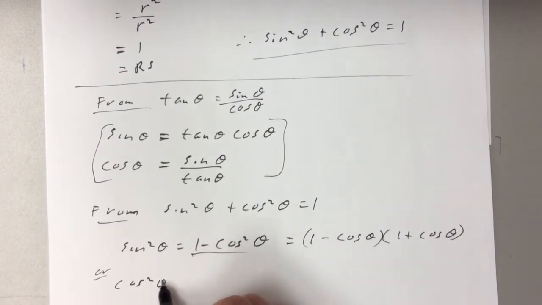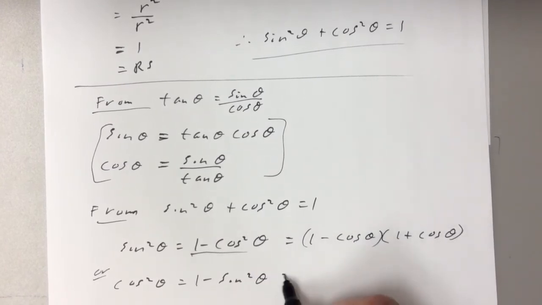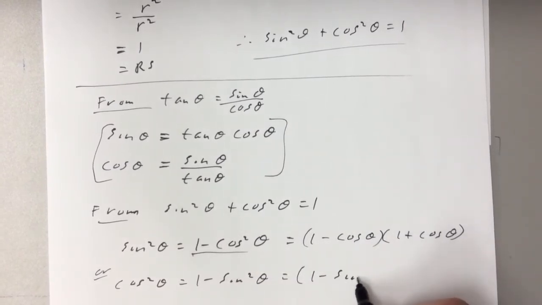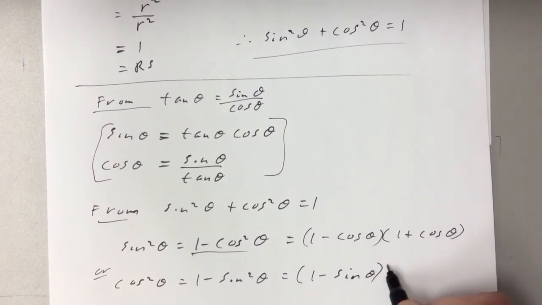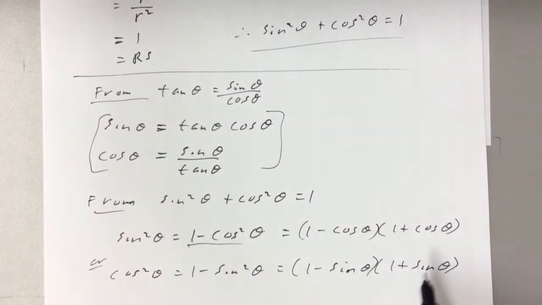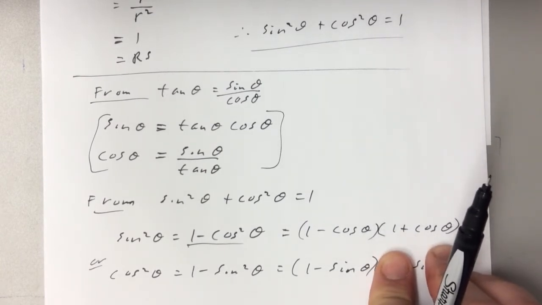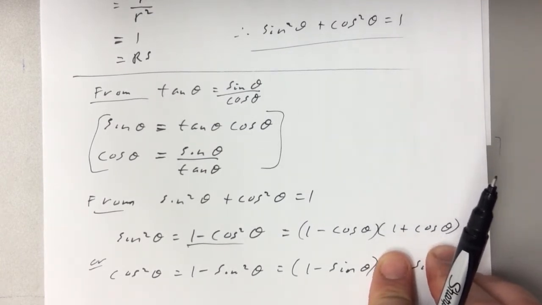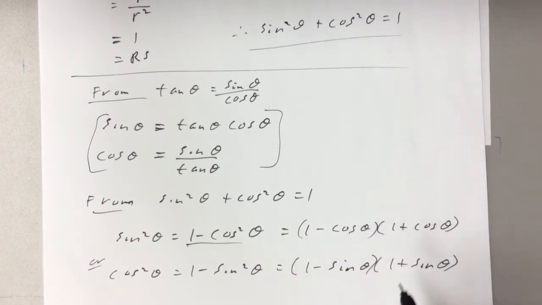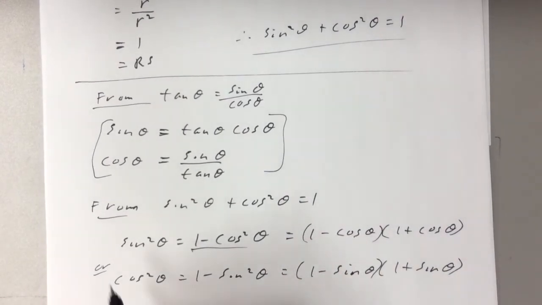Or cos squared theta equals 1 minus sine squared theta. Again, that's 1 minus sine theta, 1 plus sine theta. And this will become interesting later on because we'll be looking at proofs where you might have a 1 plus sine theta in it and you have to manipulate it. So if you multiply the top and bottom by 1 plus sine theta, then you get this identity here and you can change it to that. So these are also identities that we can use.